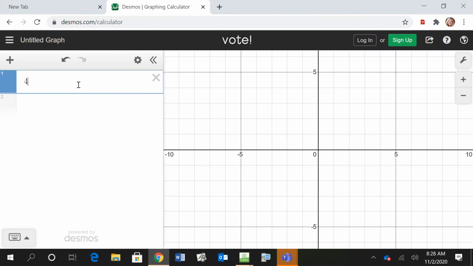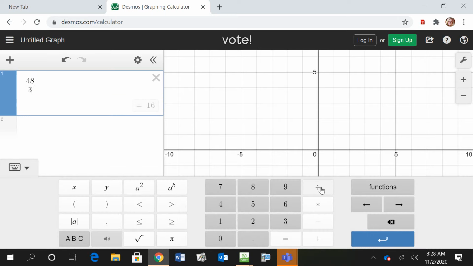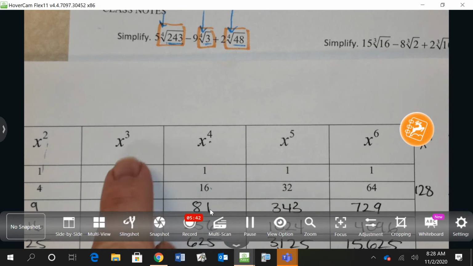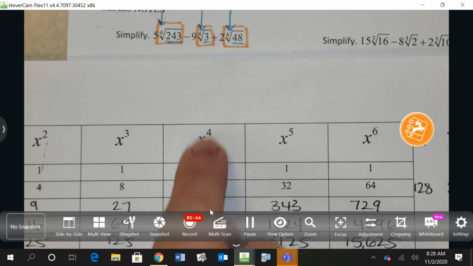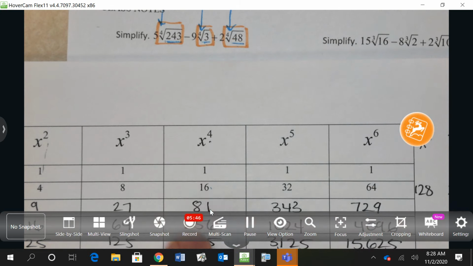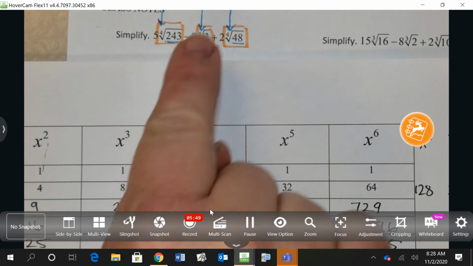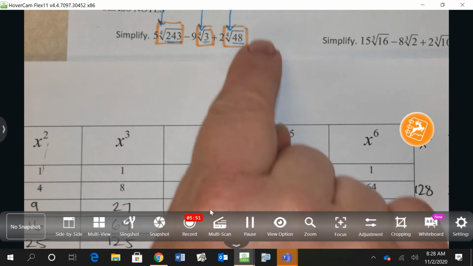Here we go. 48 divided by 3 is 16. Okay. Notice there's a 16 right here. Nth root is 4. I go to the fourth, so that tells me 16 times 3 is 48, so I can rewrite that.